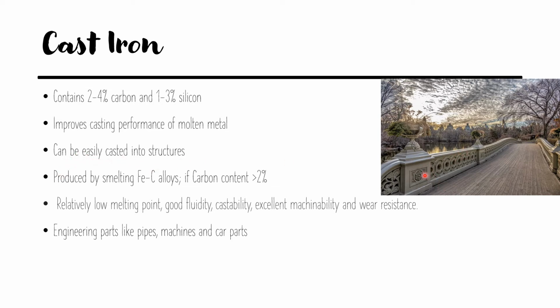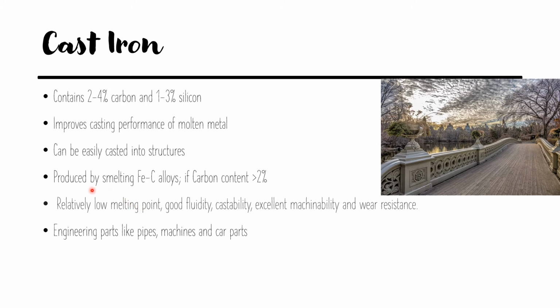So we can see these beautiful structures on the bridge. These were all given shape using cast iron, and it is very important for cast iron to have good castability to form such structures. And it is not only used in bridges, but it is also used in pipes, machines, and car parts where the shape is very important to us.